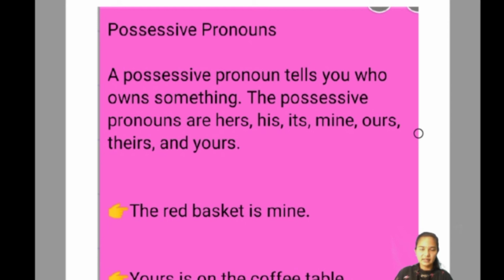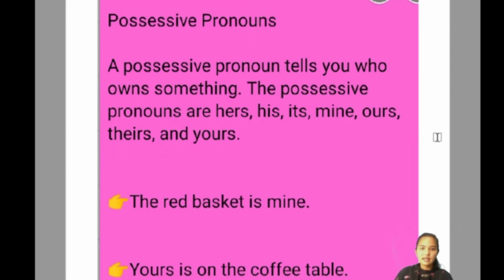Let us move to the next pronoun, which is the possessive pronoun. Now, possession means owning something, right? A possessive pronoun tells us who owns something. The possessive pronouns are hers, his, its, mine, ours, theirs, and yours. It tells us who is the only owner, meaning that thing belongs only to him and nobody else is the owner of the same thing.